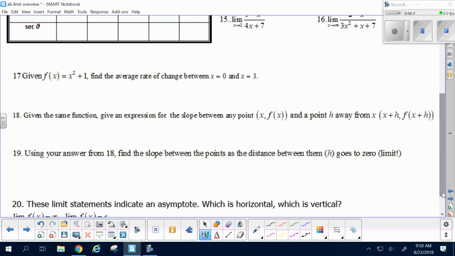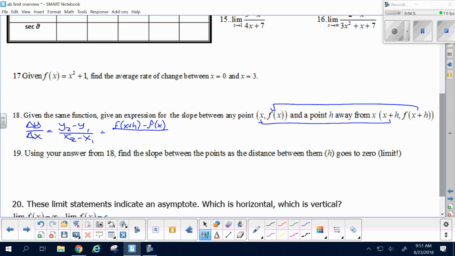When you say slope between 2 points, it's change in y over change in x, or y2 minus y1 over x2 minus x1. So in this case, y2 minus y1. That's f of x plus h minus f of x. Those are the y's. Change in x. That's x plus h for the second minus x for the first. So far, so good?